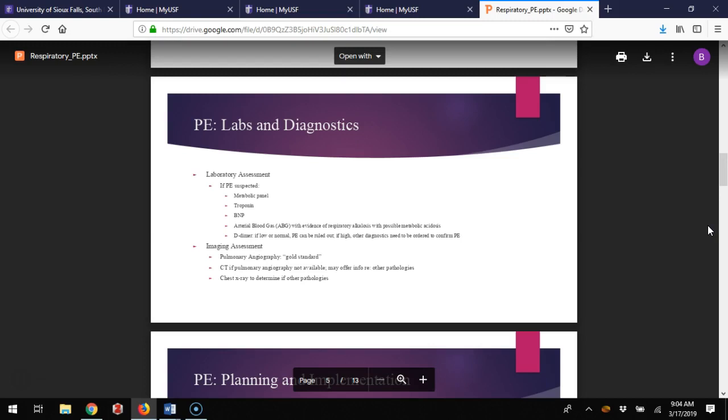Another thing you'd probably get would be a CBC, looking to see how they're doing on their clotting cascades. Might even get a PT, PTT, INR, but you're going to want to look at those platelet functions on a CBC. Imaging, an angiography, of course, is gold standard. You're looking at where the perfusion is in the lung fields. CT if it's not available, or if you just are really short on time, or even a basic chest x-ray. But of course, gold standard is the pulmonary angiography.